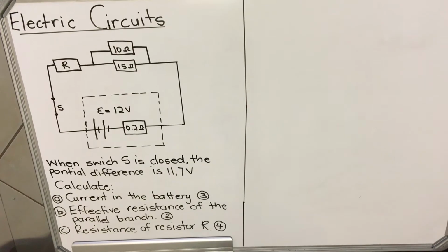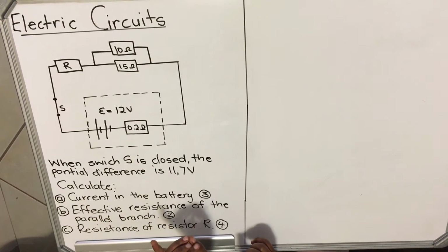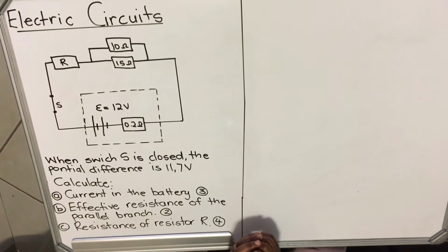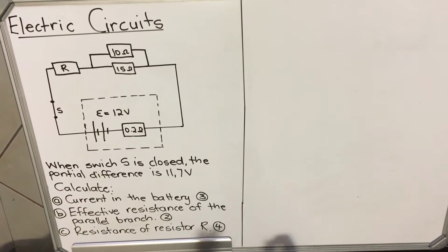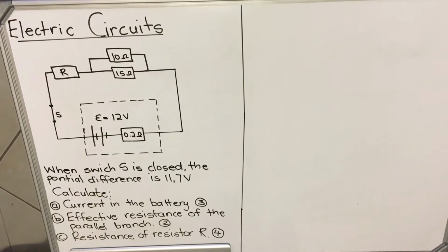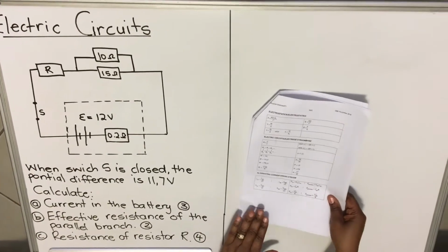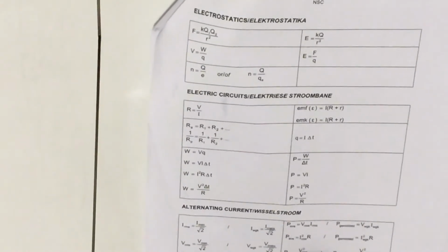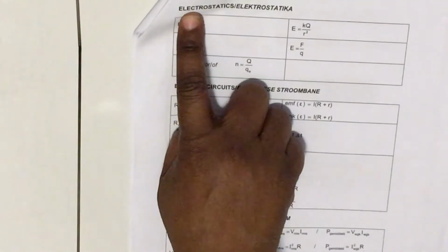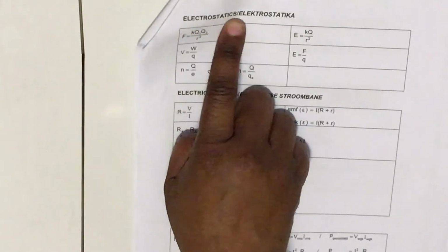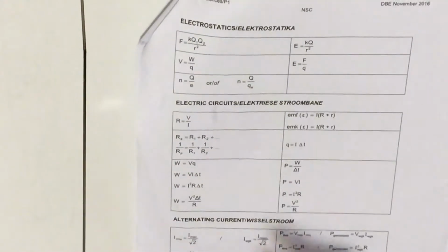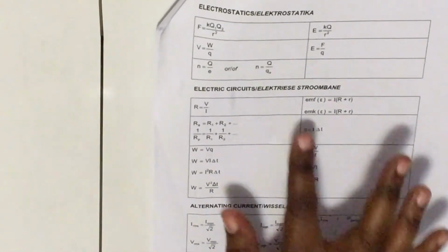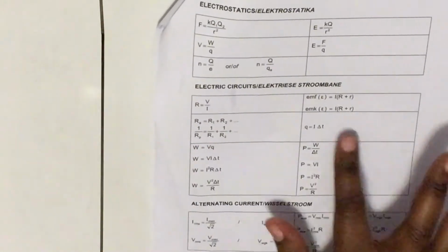This is a lesson on electric circuits, but particularly grade 12, because it has this internal resistance. But before we start with our lesson, I want us to look at the formula sheet. With your grade 12 question paper, you get your formula sheet. And what's nice about the physical science question paper is that they tell you electrostatics, this one electric circuits. You know exactly where to go. So all our formulas we will find here where it's written electric circuits.